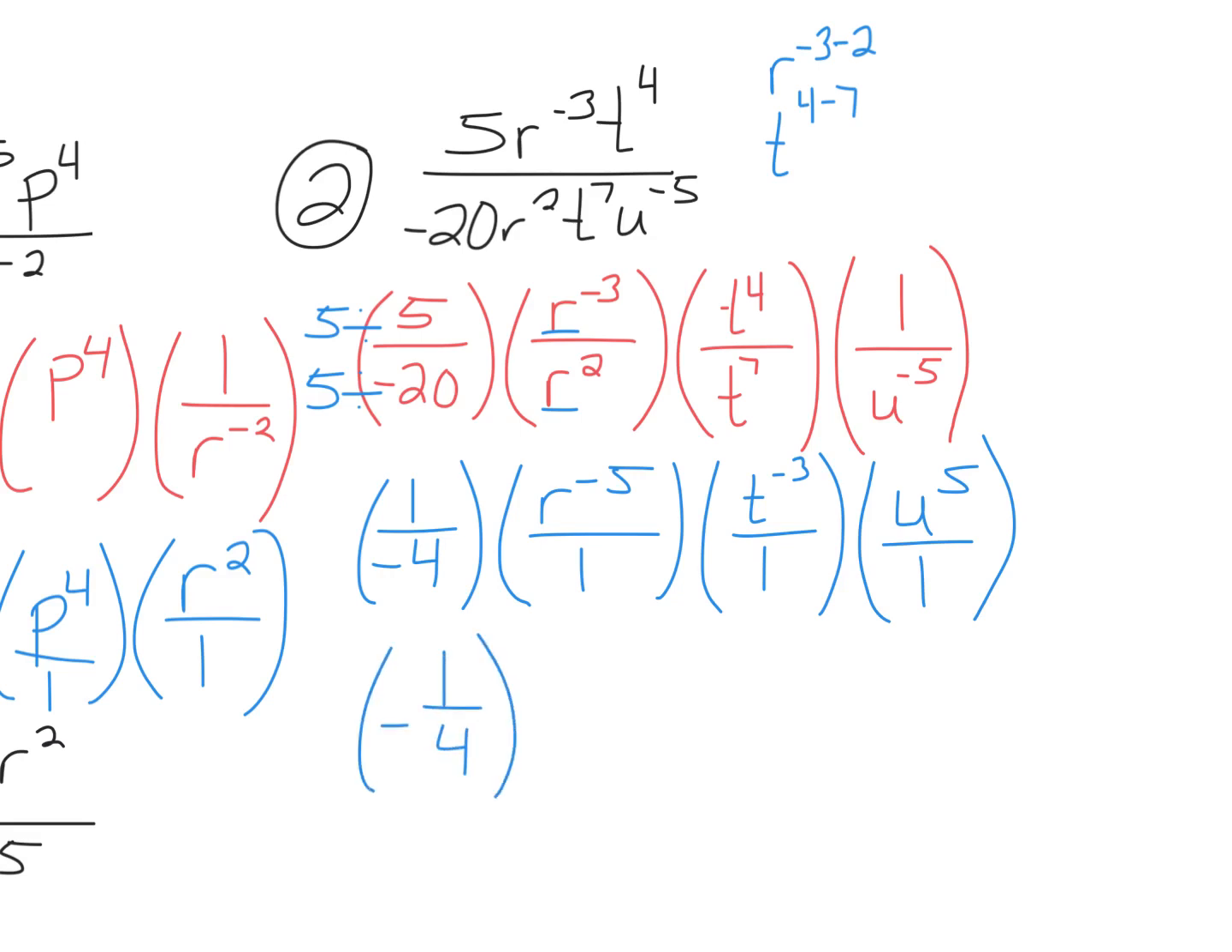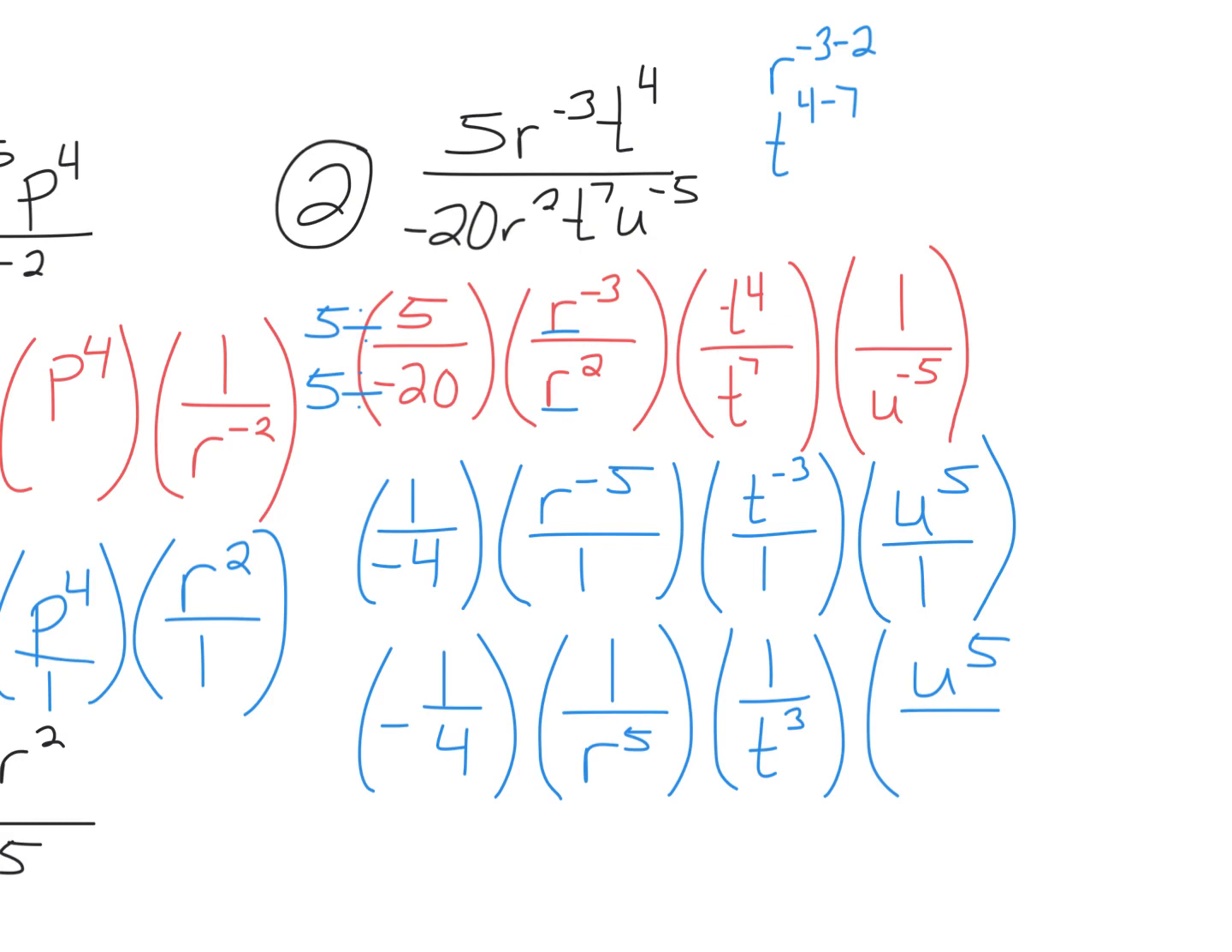What about that r to the negative 5? Flip it to what? Yep, make my exponent positive. What about the t? Same thing, 1 over t to the 3rd. What about u? Keep it. Good. Now I've simplified. Do you agree that I simplified them all to their simplest form? Now I just need to put it all back into one fraction.